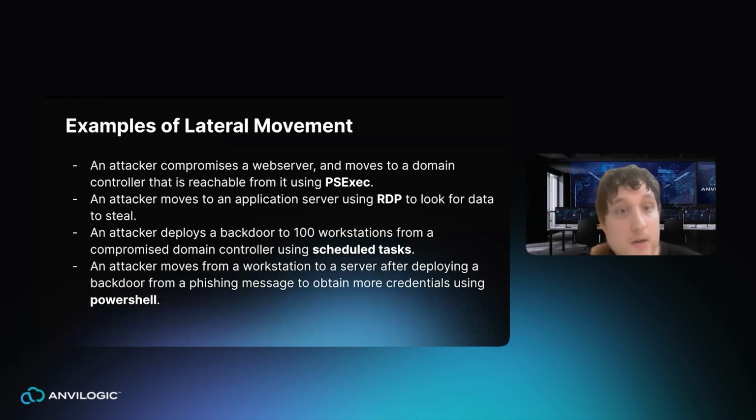So an attacker deploys a backdoor to 100 workstations from a compromised domain controller using scheduled tasks. This type of scenario would be ransomware related. They usually put a file somewhere and then tell a whole bunch of hosts to go get it and execute it. This method would apply there. They can use scheduled tasks or PSExec or something else even, but the one-to-many file deployment scenario using scheduled tasks or anything is really common for ransomware.